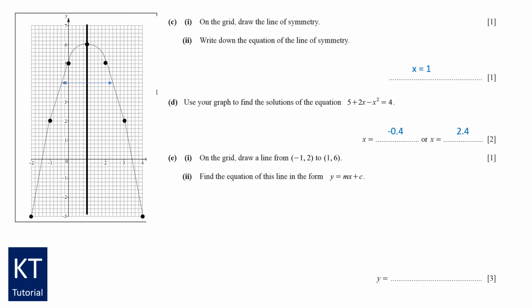Next, on the grid, draw a line from the coordinates minus 1, 2 to coordinates 1, 6. As in the graph on the left, just plot a straight line across the two stated coordinates. Next, find the equation of this line in the form of y equals mx plus c. With m, the gradient of the line, being 2, and c, where the line intersects the y-axis, being 4, y is equal to 2x plus 4.